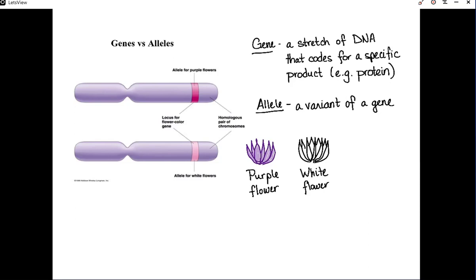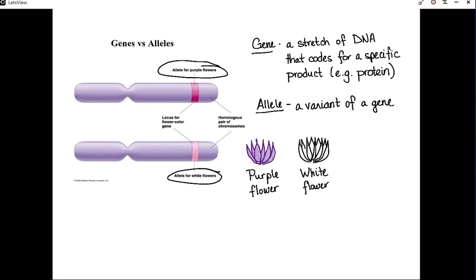Both of these are coded for by the same gene. In other words, there is a gene for flower color, but there are two different alleles or variants. There is the variant that actually makes a purple pigment, and then there is a variant that makes no pigment, and therefore the petal looks white instead. So what we have here is two variants of the same gene.